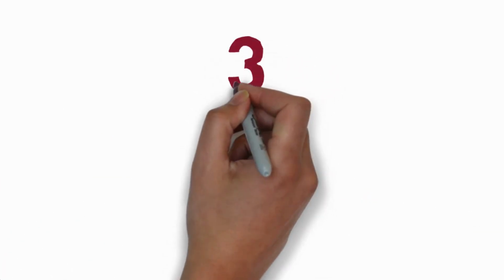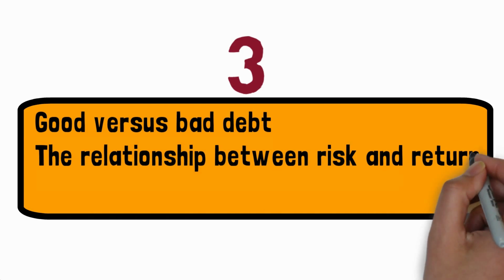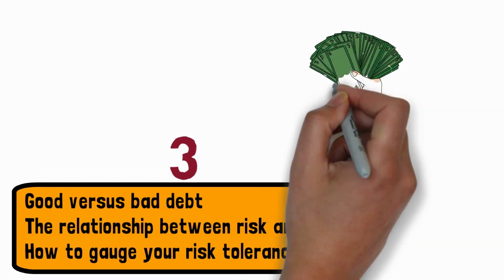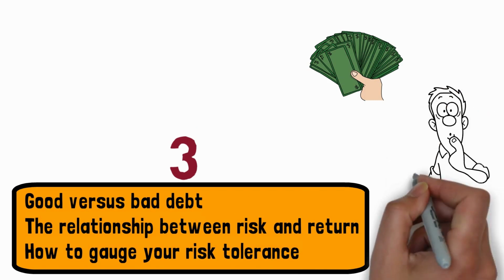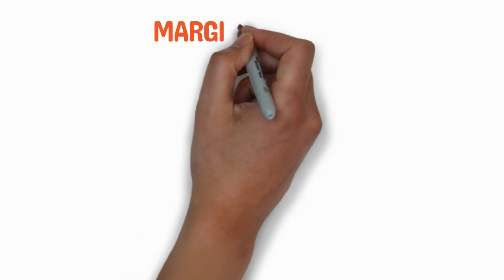So far, we've covered 3 important financial investment topics: good versus bad debt, the relationship between risk and return, and how to gauge your risk tolerance. As we examine how to make money from debt, keep these in mind. This is how you make money off debt. Margin trading.